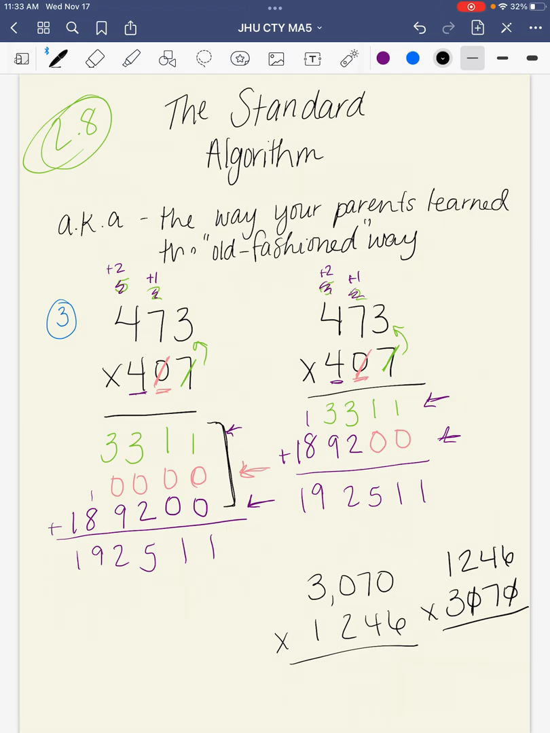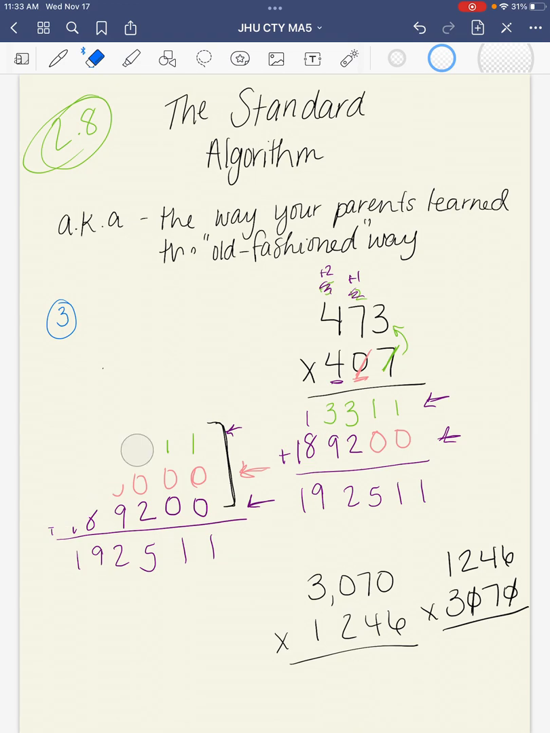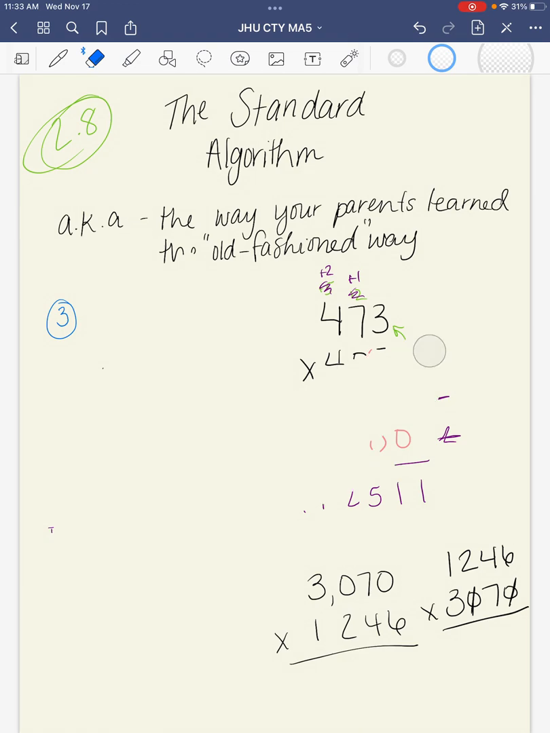Okay, and then the last one that we're going to look at, our last tip or trick for using the standard algorithm. This is going to be just helping us to keep track of our work. Make sure that we are keeping up with that, so I'm going to erase all this for us.